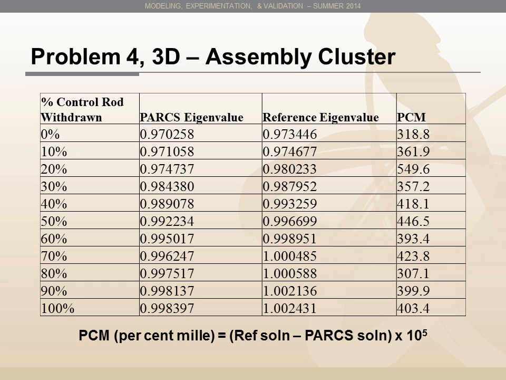The chart below contains some of the results of problem 4, which was the 3D assembly cluster. The second column contains the calculated eigenvalues of our simulation model, which was built using PARCS and CASMO cross-sections. The third column contained the reference eigenvalues provided by CASTLE. The fourth column contained the PCM, or percent mille, which is a method of calculating the precision of our simulation. We expected the PCM of the assembly cluster to be no more than a few hundred PCM, and from the results we see that the PCM are roughly in the range of 300 to 500, which is pretty accurate. This tells us that our simulation is matching pretty closely to what is actually happening within the reactor.